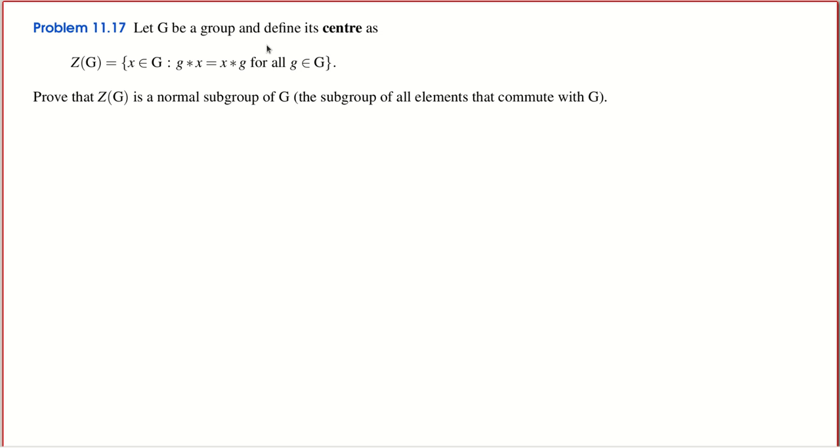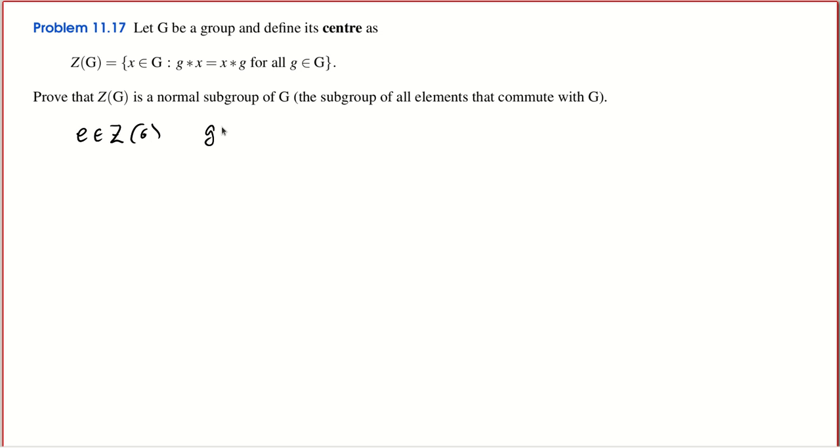In any group, you can define something called the center of the group. The center of the group is just the set of all elements of the group that commute with every other element of the group. The center of the group is never empty because the identity is in the center, because the identity commutes with every other element of the group.